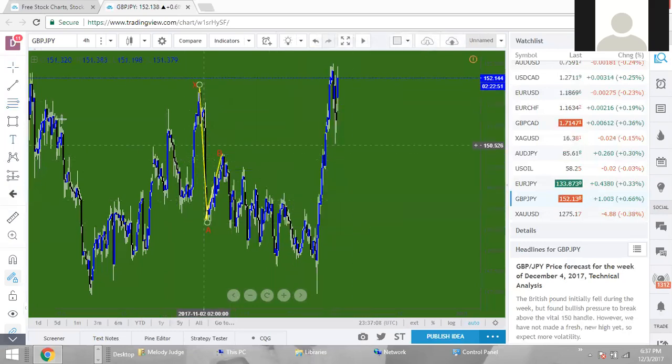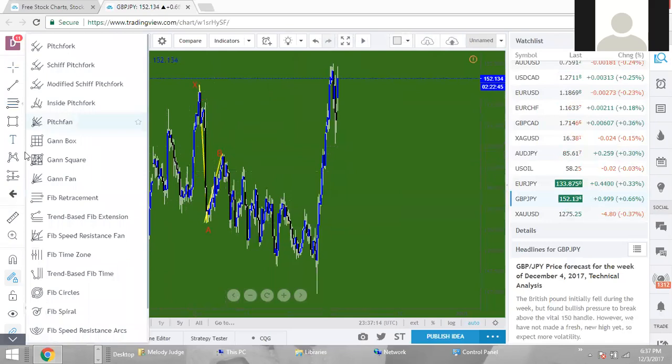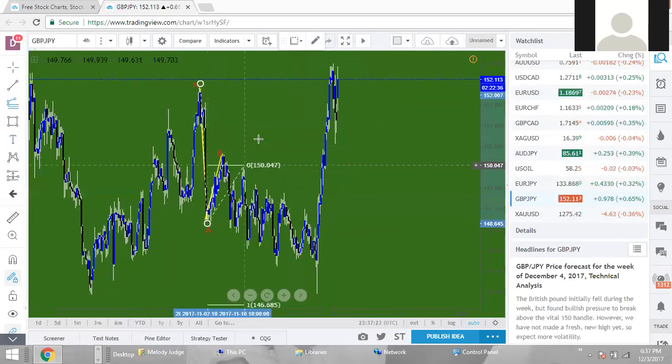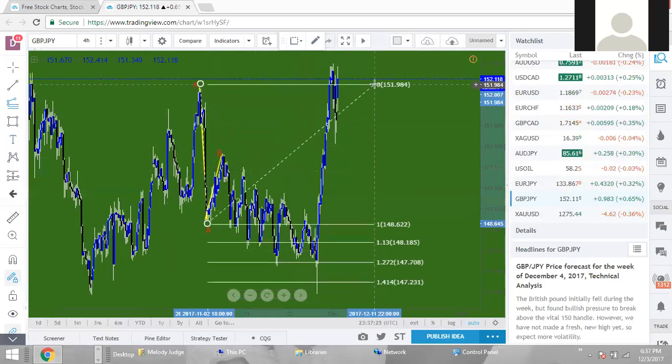All right, once B has been identified, we look for the market to extend past the A and to hit a minimum requirement of our 127.